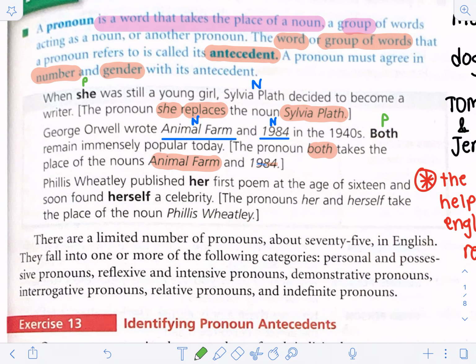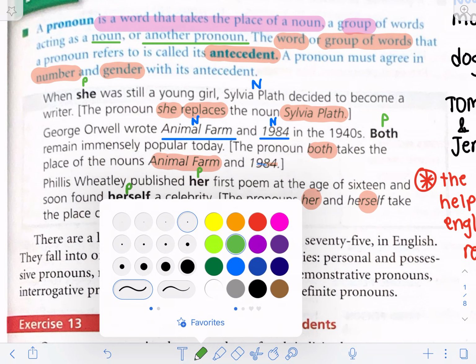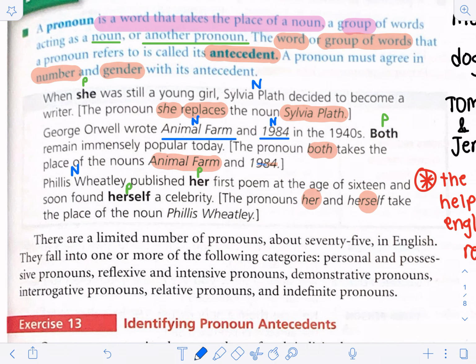Now notice, both are pronouns, but if we look up here, it can replace another pronoun. It can be a noun that it replaces, or it can be another pronoun. So, her and herself take the place of the proper noun Phyllis Wheatley. In this sentence, there just happens to be two. Okay, so if I didn't use her and herself, it would read, Phyllis Wheatley published Phyllis Wheatley's first poem at the age of 16 and soon found Phyllis Wheatley a celebrity. This one actually would not make sense without using the pronouns.